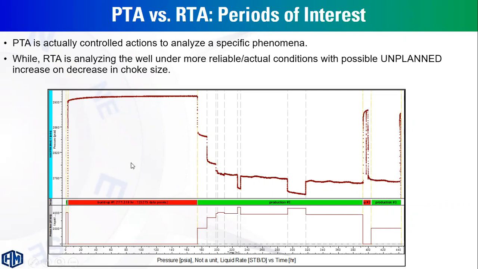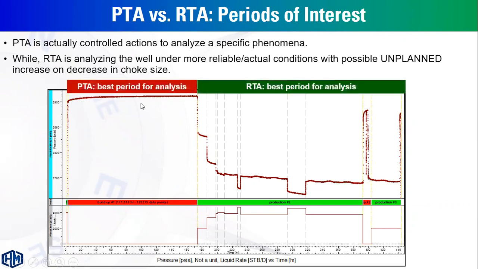Simply, we have a long build-up period followed by this extended drawdown period. This is the best period for pressure transient analysis, while this is the best period for rate transient analysis.